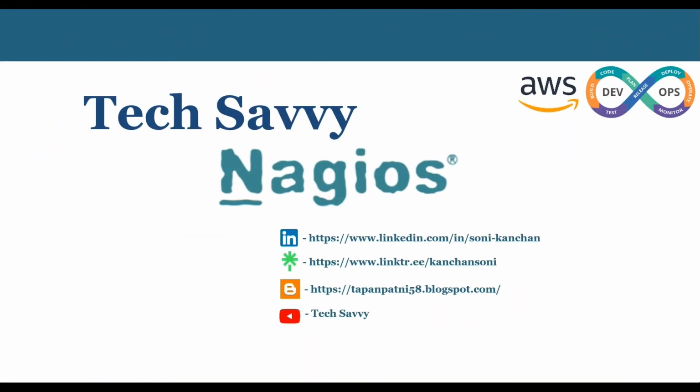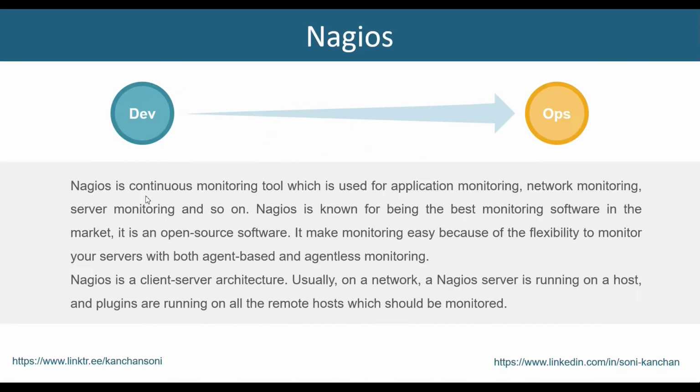Today we are going to learn about Nagios. Nagios is a continuous monitoring tool which is used for application monitoring, network monitoring, server monitoring and so on. Nagios is also known for being the best monitoring software in the market. It is open source software. It makes monitoring easy because of the flexibility to monitor your server with both agent based and agent less monitoring.